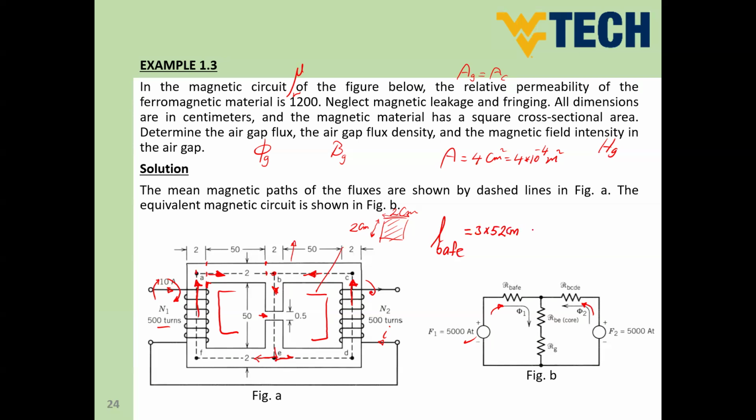So this is 156 centimeters, which is 1.56 meters. You know, guys, in our relations you have to use the length in meters, so you have to convert to meters by the end. So this is the length of BAFE, which is the same as the length of the other reluctance, which is L_BCDE.